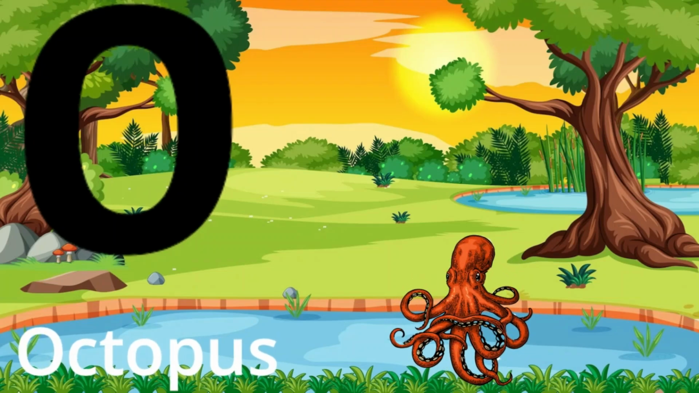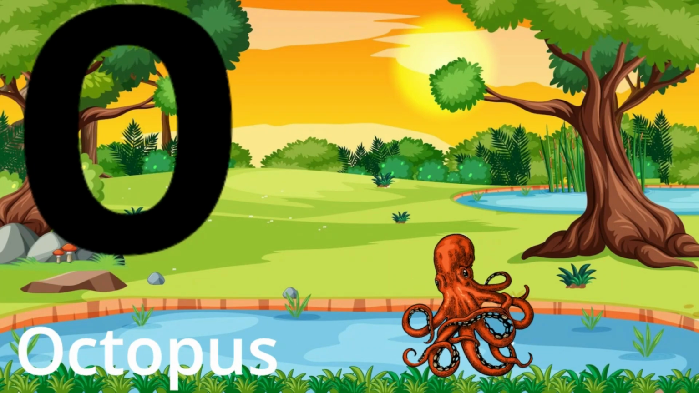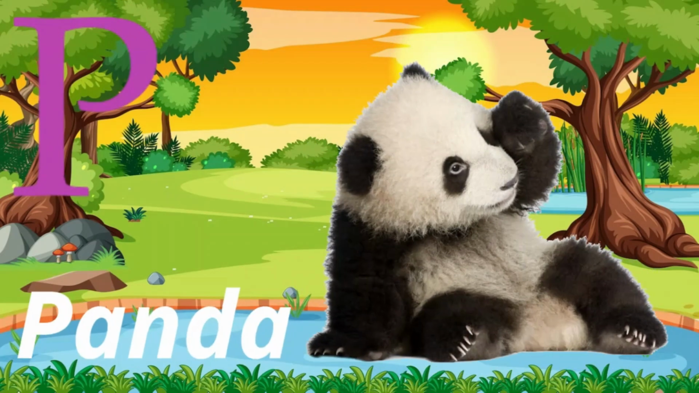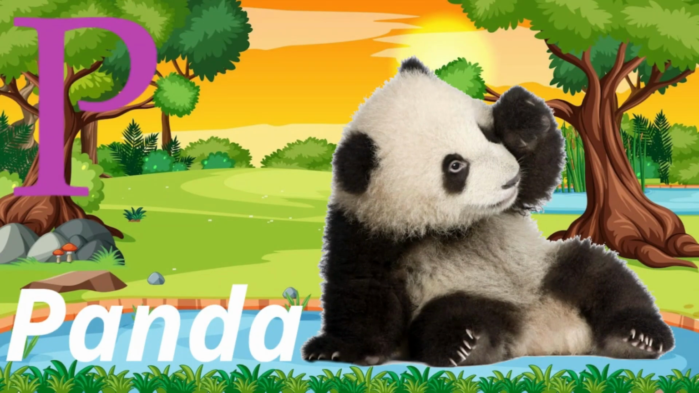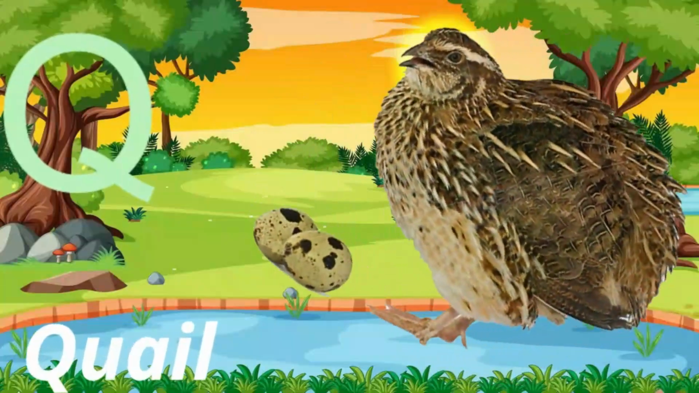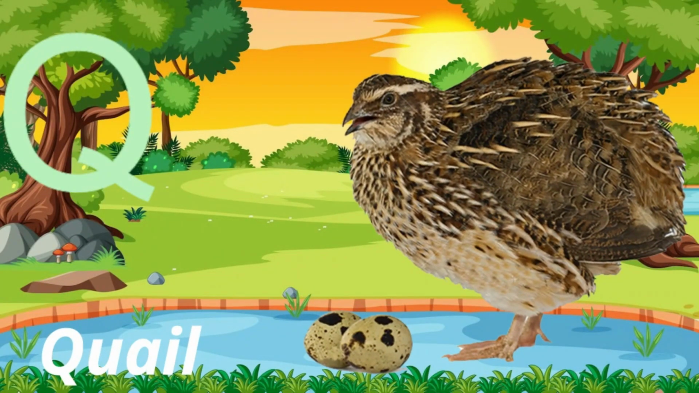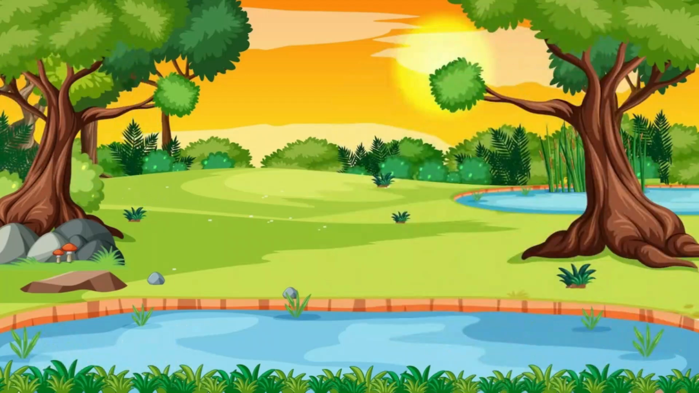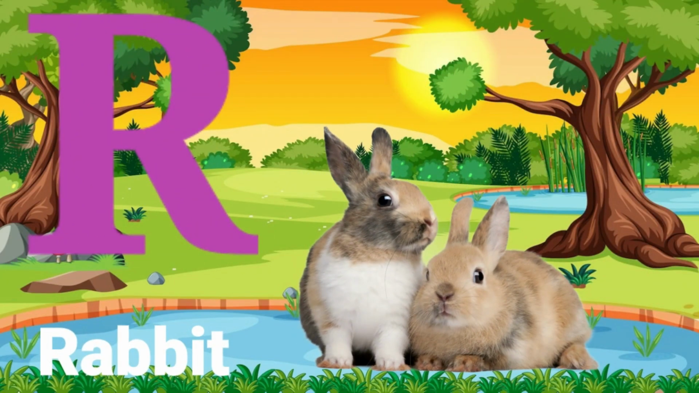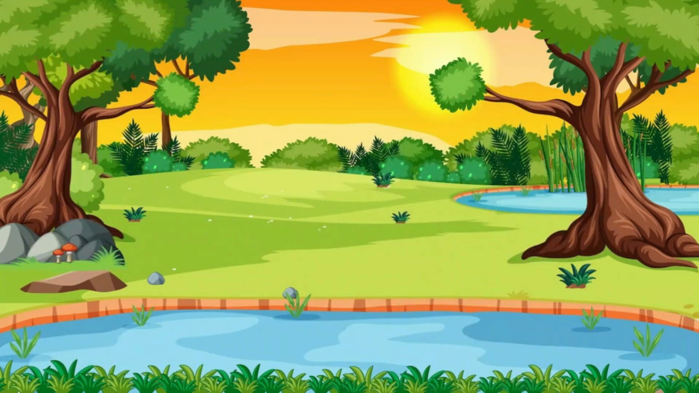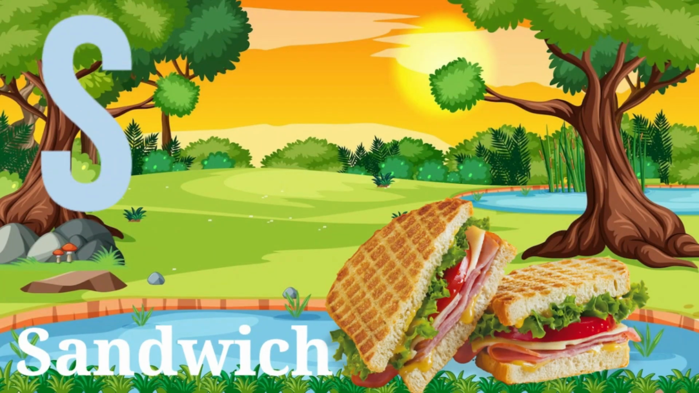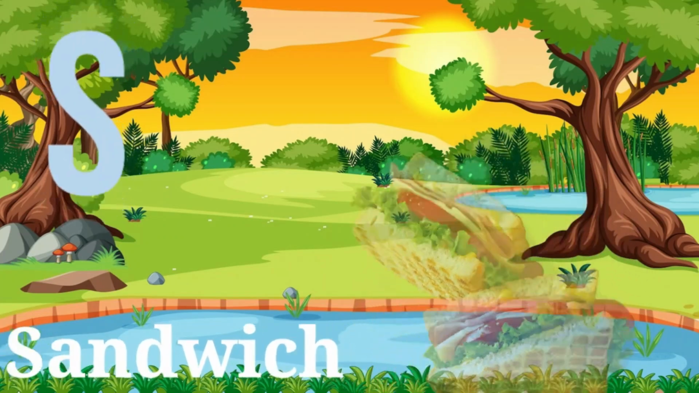O for octopus. P for panda. Q for quill. R for rabbit. S for sandwich.